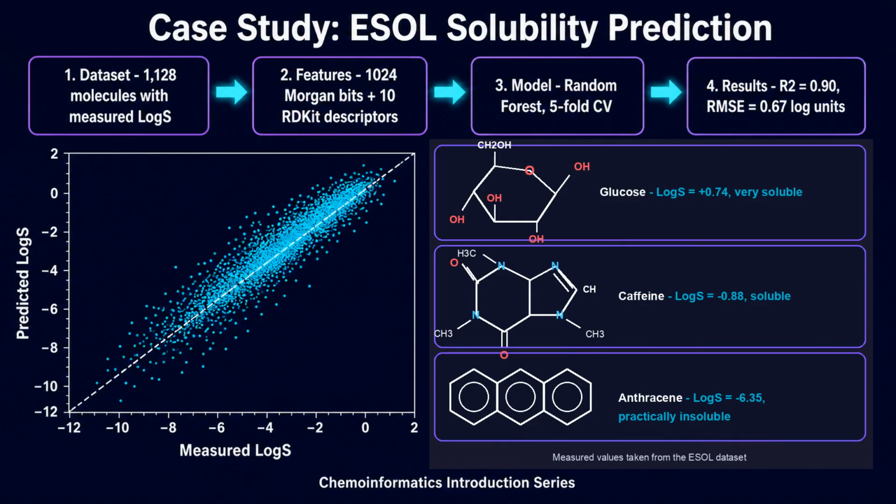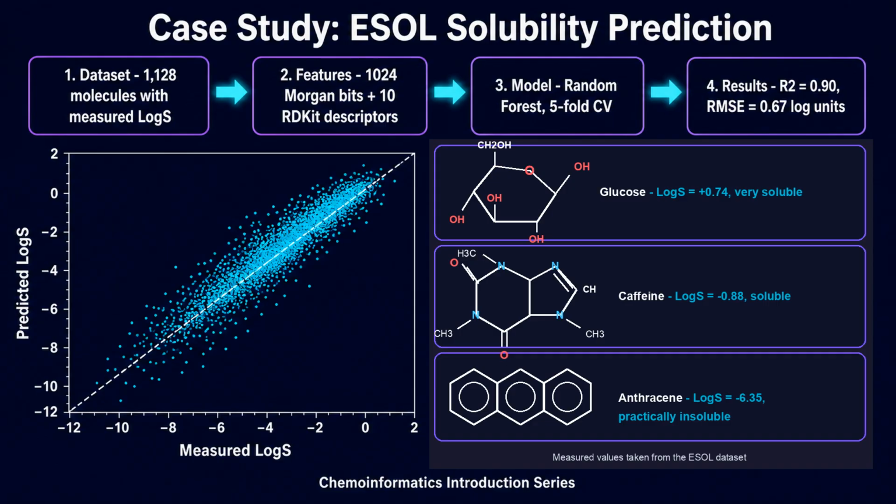Let's put everything together with a real example, predicting aqueous solubility using the ESOL dataset. This dataset contains 1,128 molecules with experimentally measured log S values, where S is solubility in moles per liter. We'll use 1,024 Morgan fingerprint bits combined with 10 RD-kit descriptors as features. Training a random forest with 5-fold cross-validation over the whole dataset gives an R² of 0.90 and an RMSE of 0.67 log units. The scatter plot shows predicted versus measured values clustered along the diagonal.